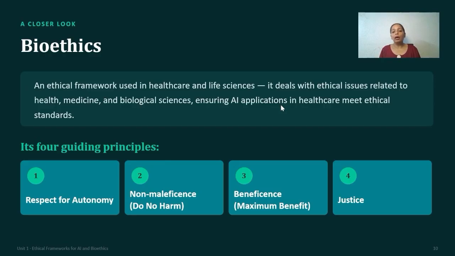Non-maleficence, or do not harm, means avoid causing harm whenever possible. If no harm-free options exist, choose the path of least harm. Beneficence, or maximum benefit: don't just avoid harm, actively work to maximize benefit and well-being for everyone involved. Last, justice: distribute the benefits and burdens of any decision fairly, regardless of a person's background.